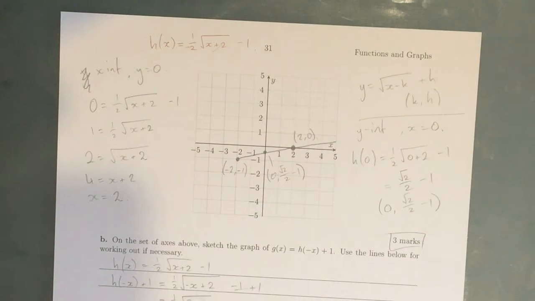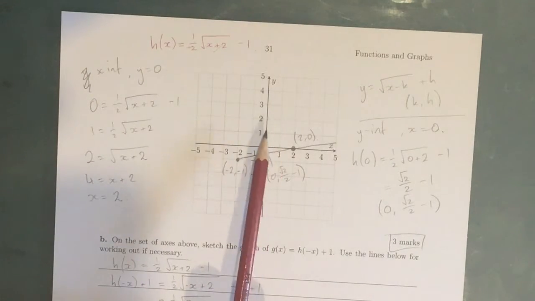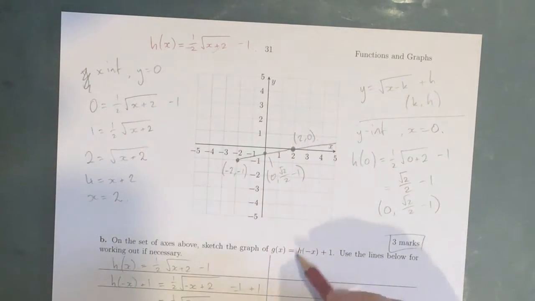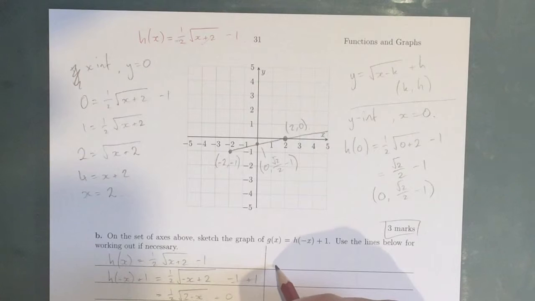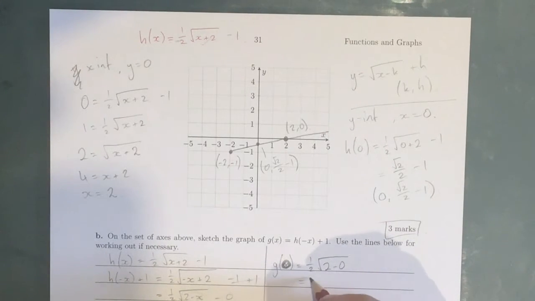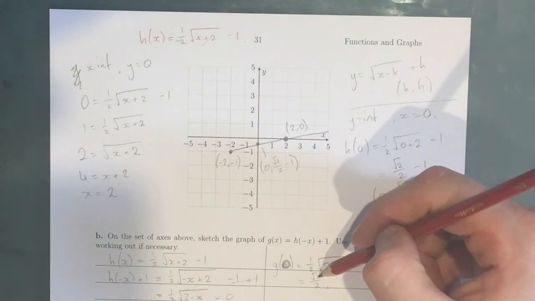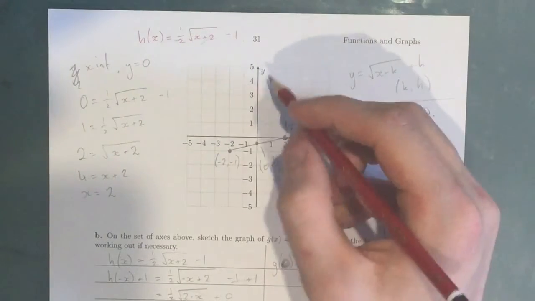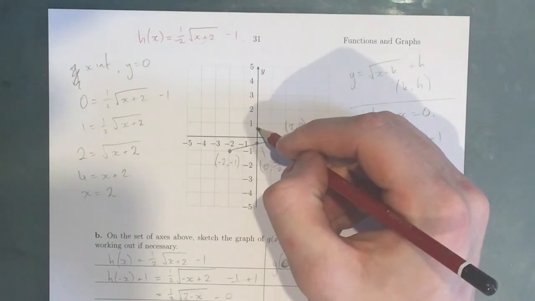We know that it's going to have another y-intercept, so we need to work out what that is. So the y-intercept occurs when x equals 0. So we sub in x equals 0, and g of 0 equals 1/2 square root of 2 take away 0, plus 0, which equals root 2 over 2. And then that's our y-intercept. So root 2 is 1.4, like I mentioned before. That divided by 2 is 0.7. So that lies about here.